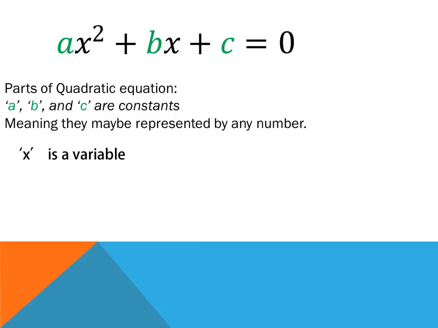So let's start. This is the form of a quadratic equation where a, b, and c are constants and x is a variable. Sometimes you won't see a constant a and b. That simply means that x can be expressed as 1 times x, so the constants for a and b are 1.